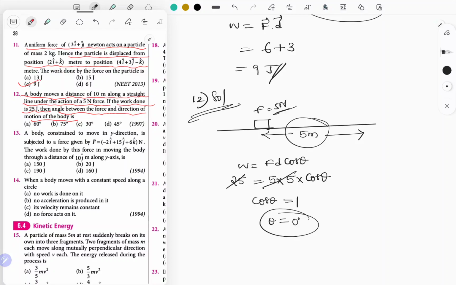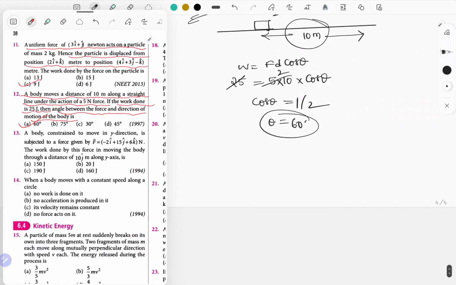Displacement they have given it is as 10 meter, no? Substitution mistake. Okay. So it is 10 meter. So this is 10, and it is going to be 25 times cos theta is equal to 1 by 2. Now what value of theta are we going to get for cos theta as 1 by 2? It is 60 degrees. So which option? Option A is correct. Super.